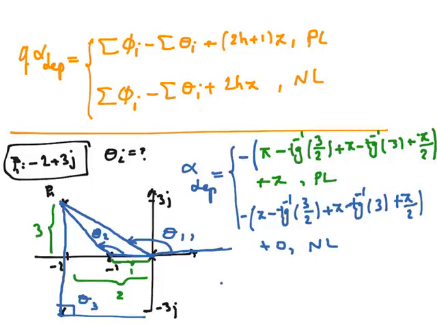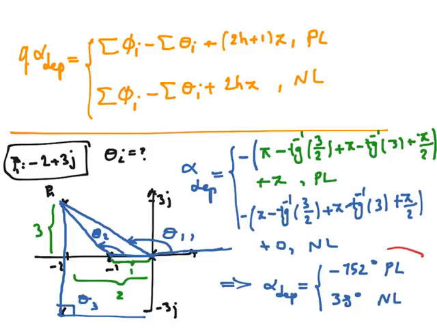And then if we just put everything together, we will get alpha departure equal to a value close to -152 degrees for positive locus and around 38 degrees for negative locus. So this is the departure angle for this pole, for P1.